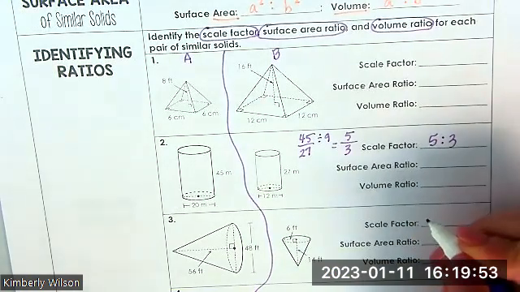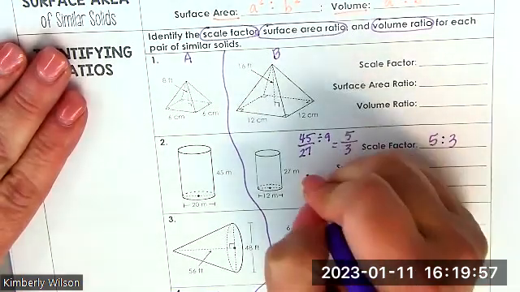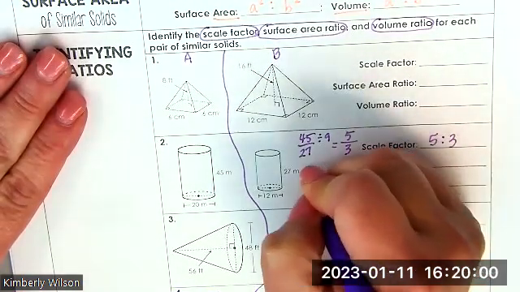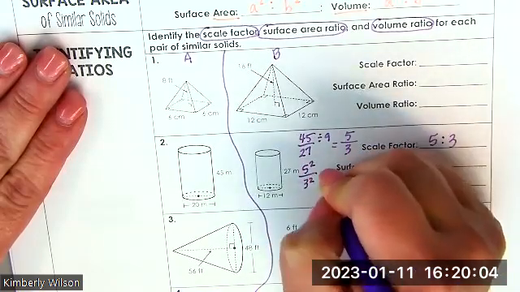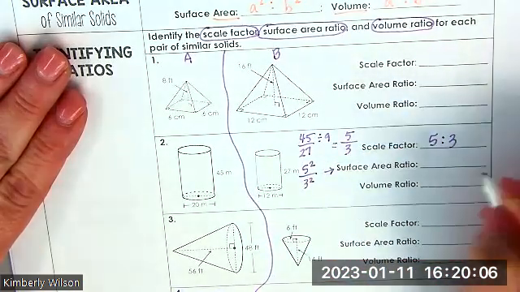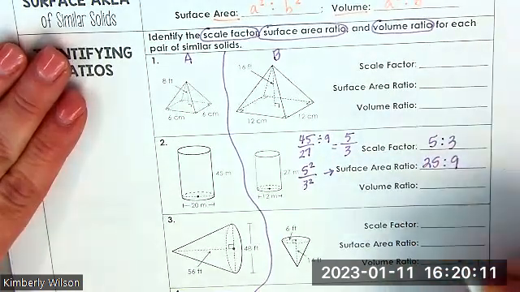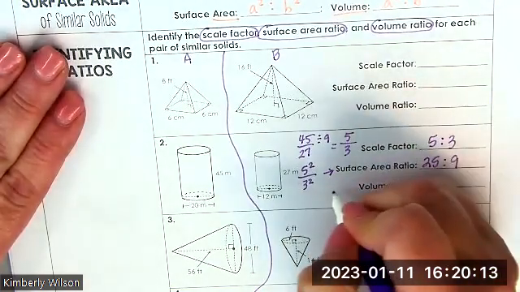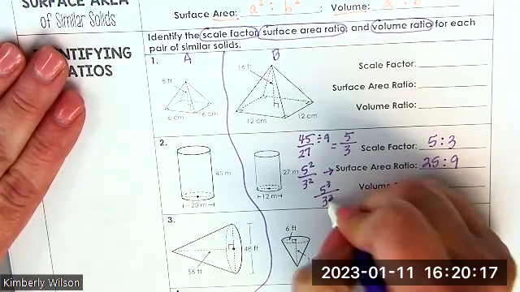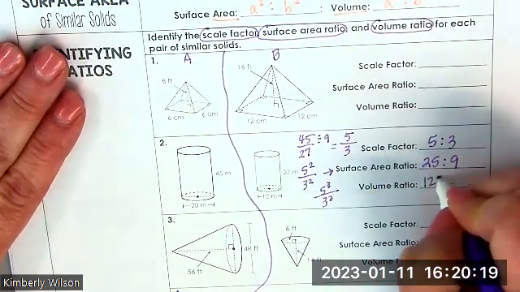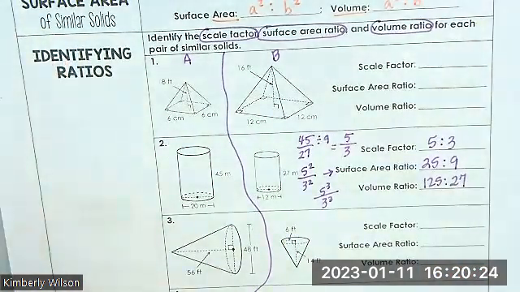Now, when I'm figuring out the surface area ratio, I take this scale factor and square it. So I'm going to do 5 squared over 3 squared, which gives me 25 to 9. And then for the volume, I'm going to do 5 cubed over 3 cubed, which is 125 to 27.